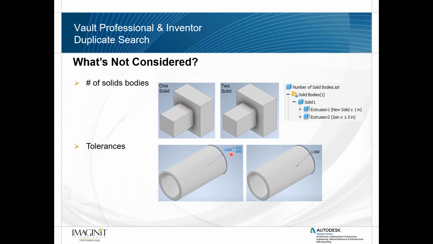Also, tolerances. As we sketch and constrain and add dimensional constraints to sketches, we can apply tolerances. Just by having a tolerance added doesn't make it a different shape. However, if we tell Inventor to display this model at the upper limit of that tolerance, then this part becomes a little bit different in size. So it would not be a duplicate match.